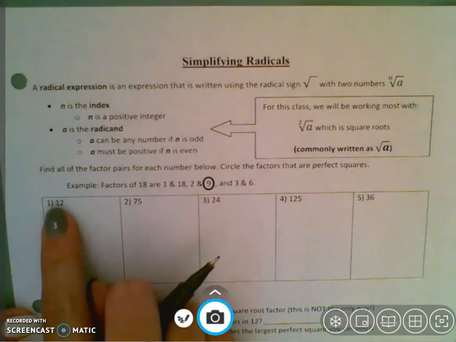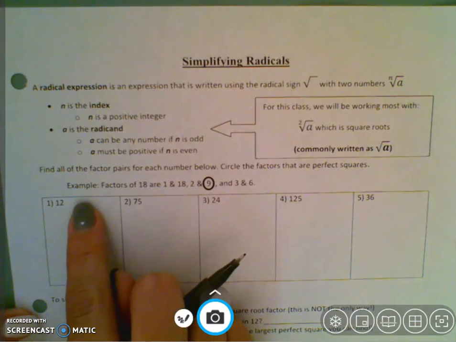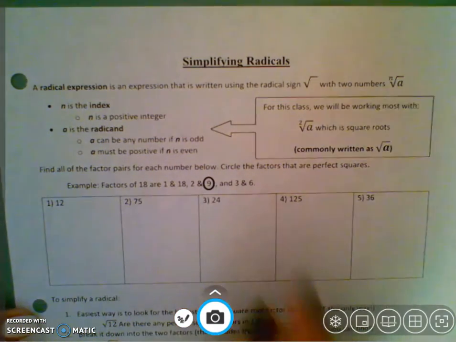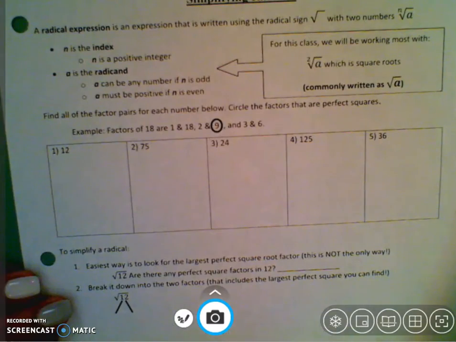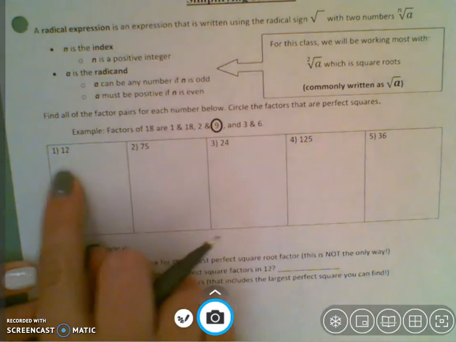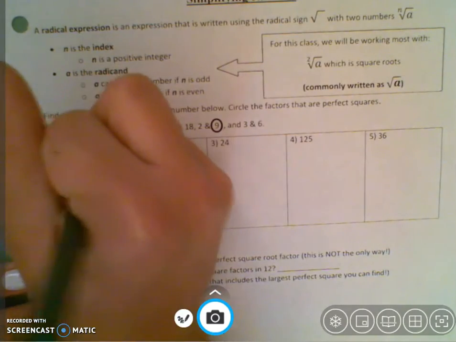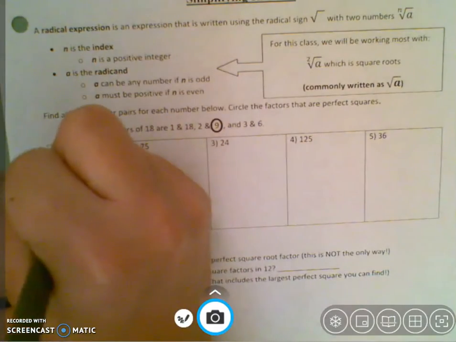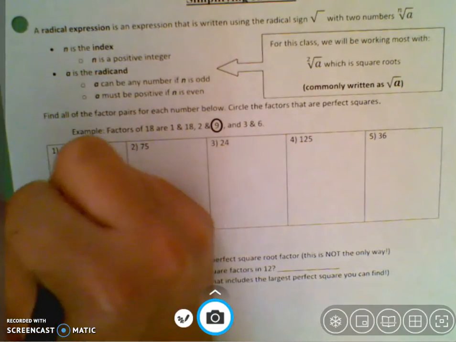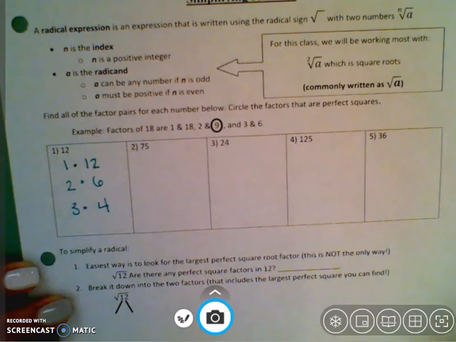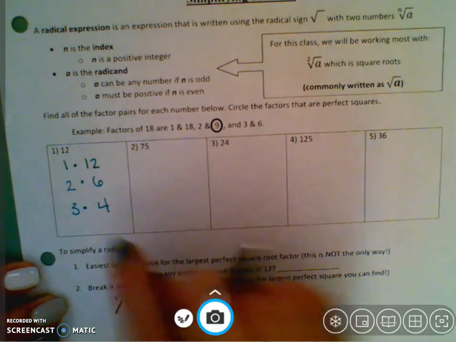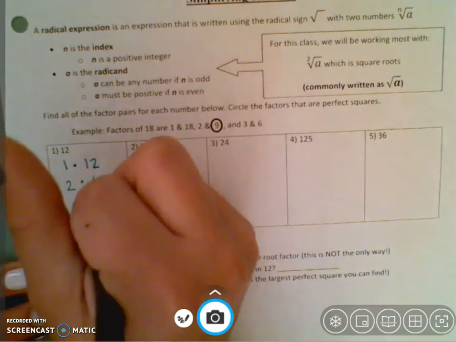So the first part says find all of the factor pairs for each number below, and then circle the factors that are perfect squares. So we need to find all the multiples of 12. The numbers that make 12 are 1 and 12, remember we're multiplying, 2 and 6, and 3 times 4. So out of these, are any of these perfect squares? Well, a perfect square would be 4.